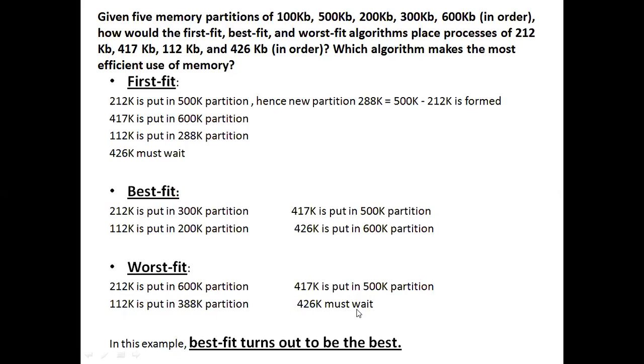So if you look into the three ways, first fit, best fit, and worst fit, you will come to know that the best fit turns out to be the best. I mean, the memory is used in a very efficient way.